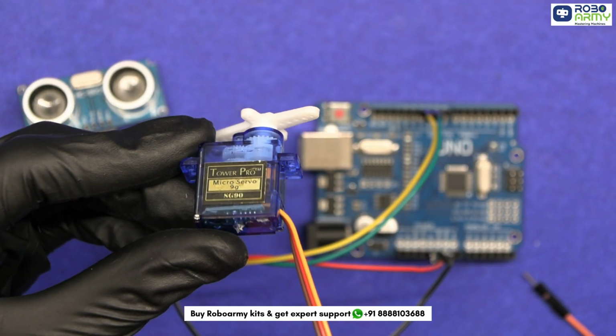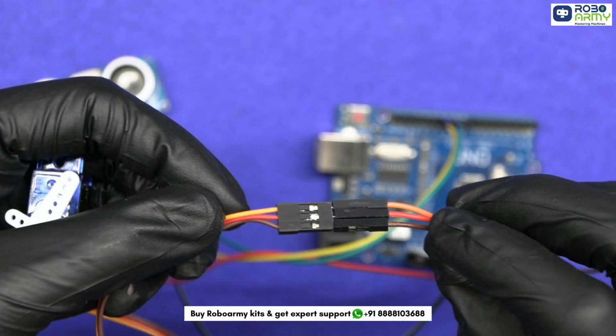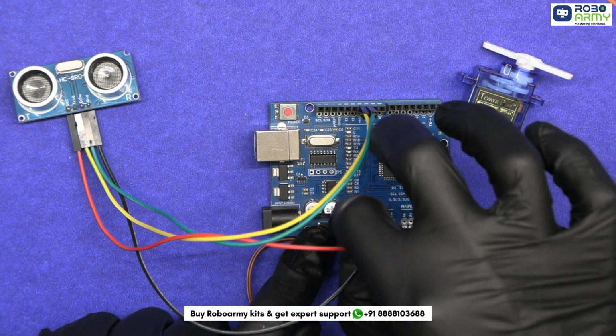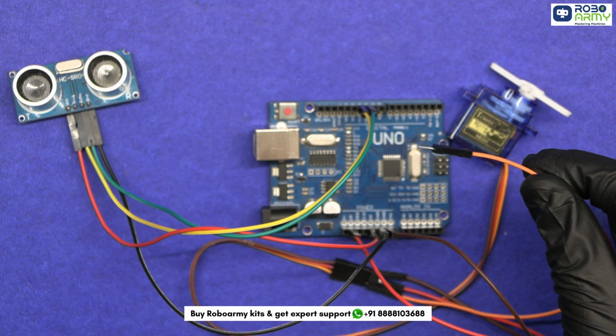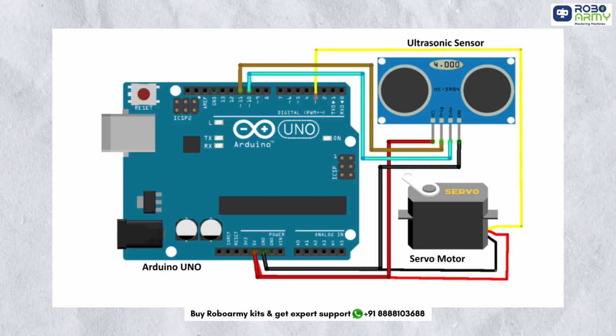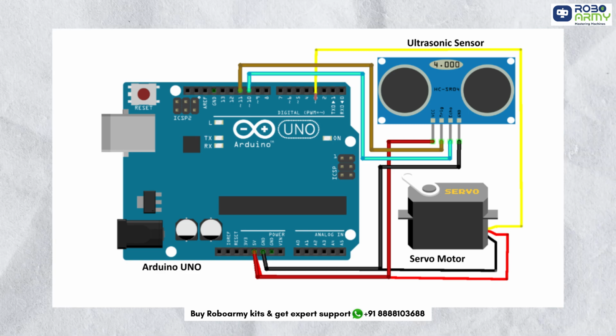Now let's connect the servo motor using some male-to-male jumper wires. Connect its brown wire to the GND pin on the Arduino. Connect red wire to 5V on Arduino. And connect the signal wire, that is orange wire, to digital pin 3. Once you have connected everything, double check the wiring according to the circuit diagram.